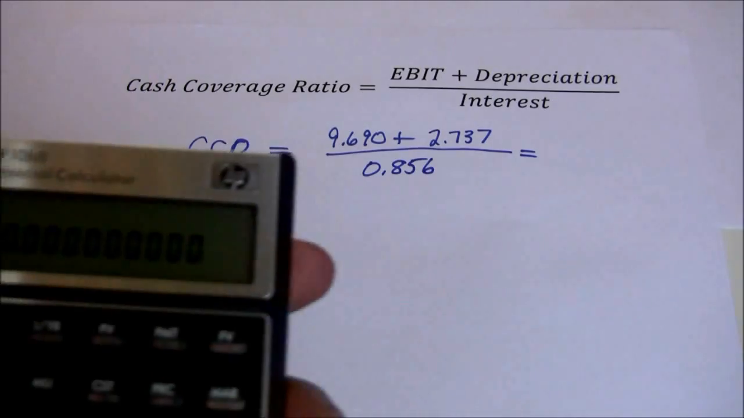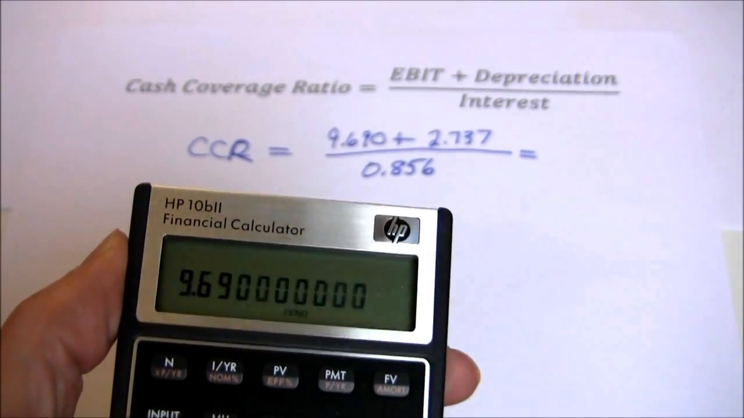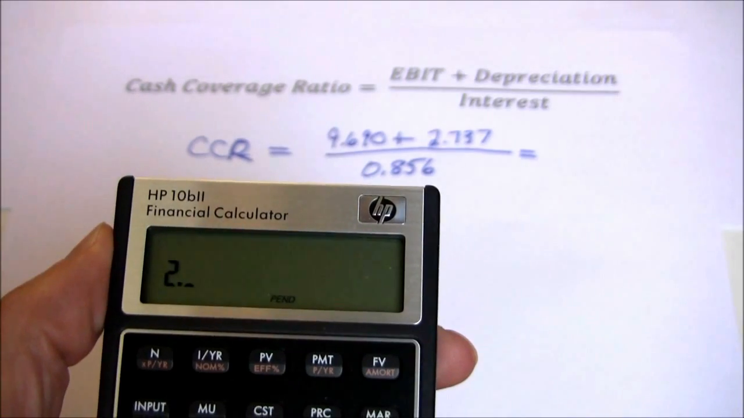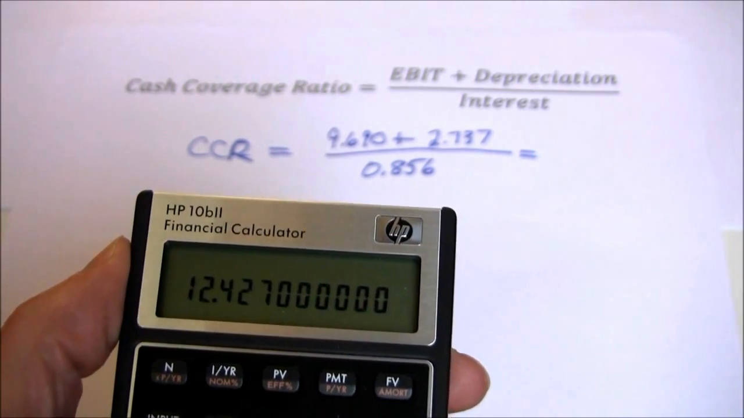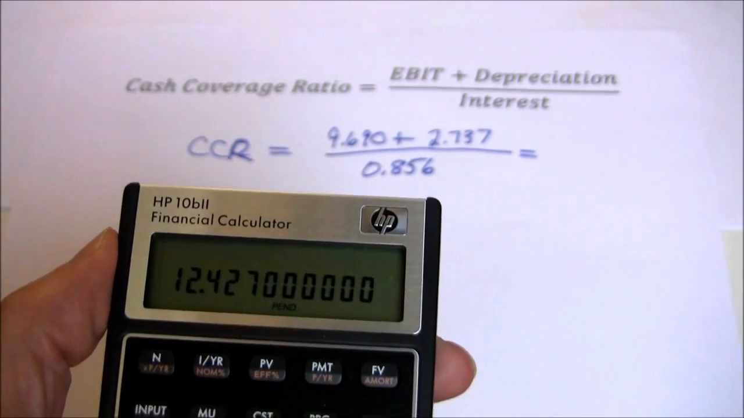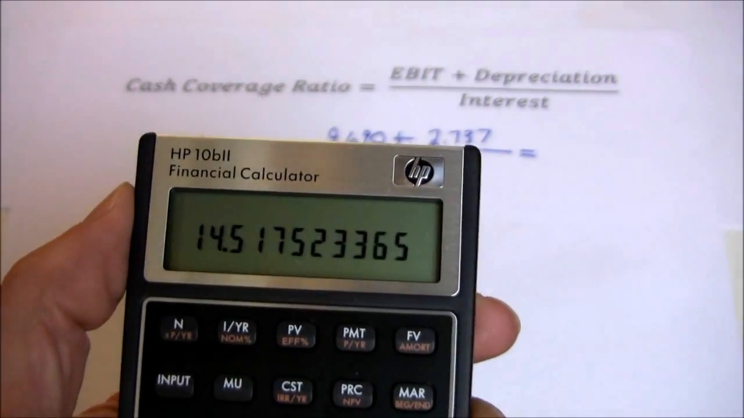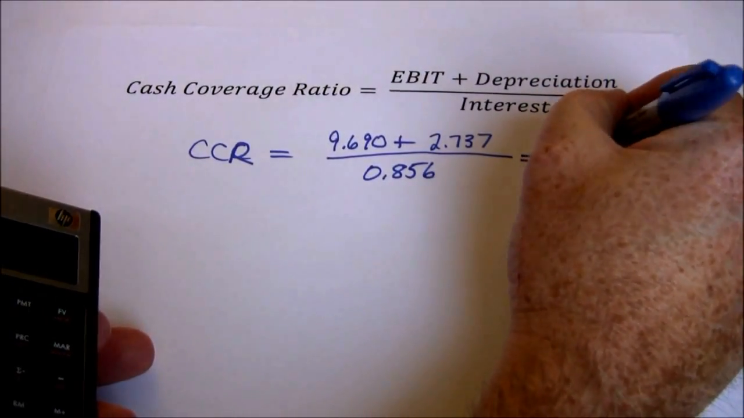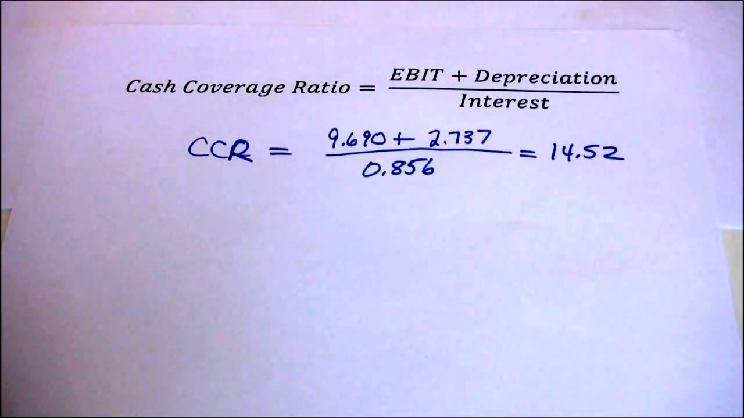Calculate our cash coverage ratio: 9.69 plus 2.737, divide by 0.856, gives us a cash coverage ratio of 14.52. And again, a very high value here. Ideally, just like times interest earned, we want to see that be a little bit higher rather than lower.